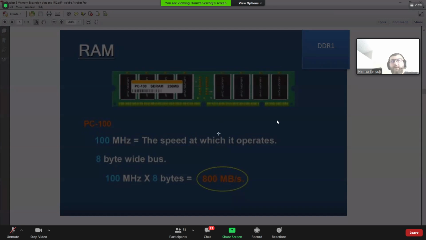So I can transfer 800 megabytes per second, because I can transfer 8 bytes at a time, but I'm working at 100 cycles per second. This is 100 megahertz. Each cycle is going to have 8 bytes, the width of the data. So 8 times 100 gives me 800 megabytes per second. This is the real data rate of this one.